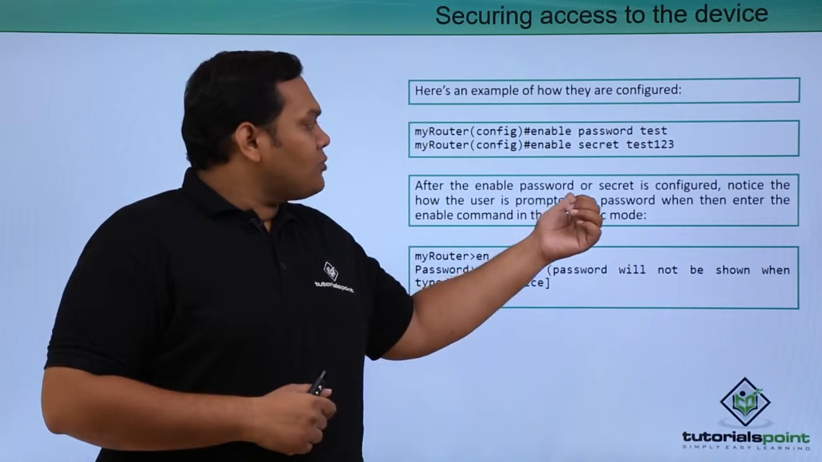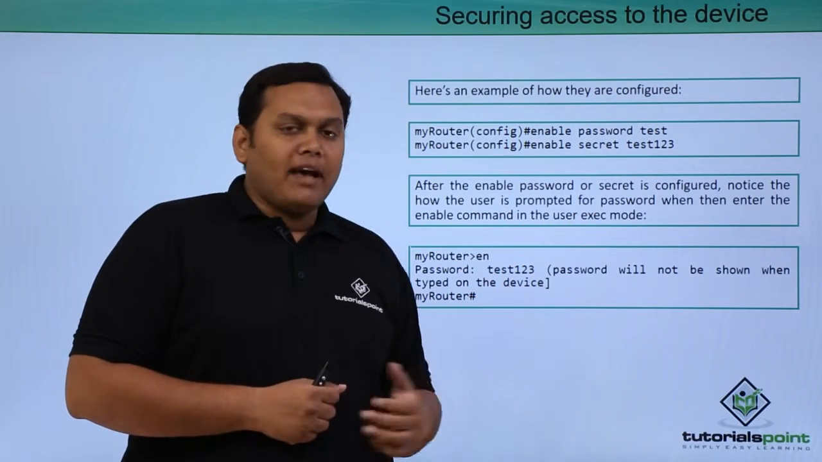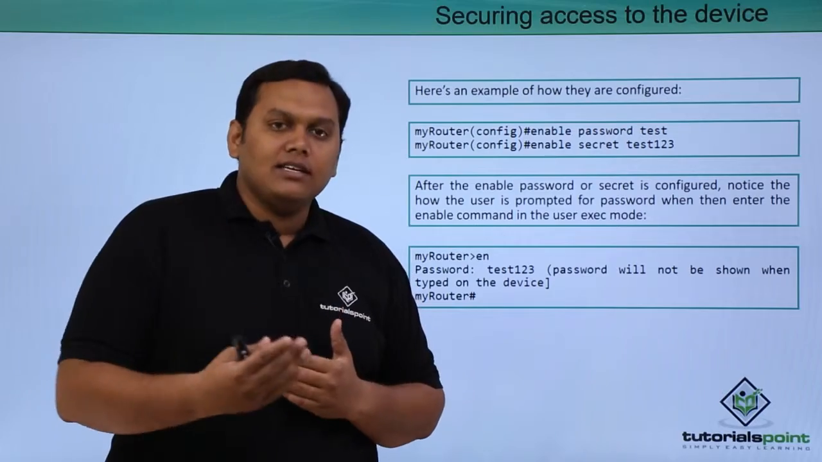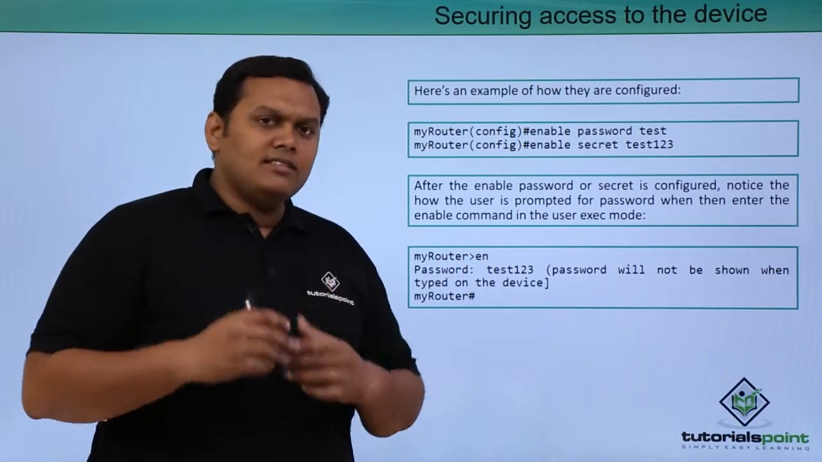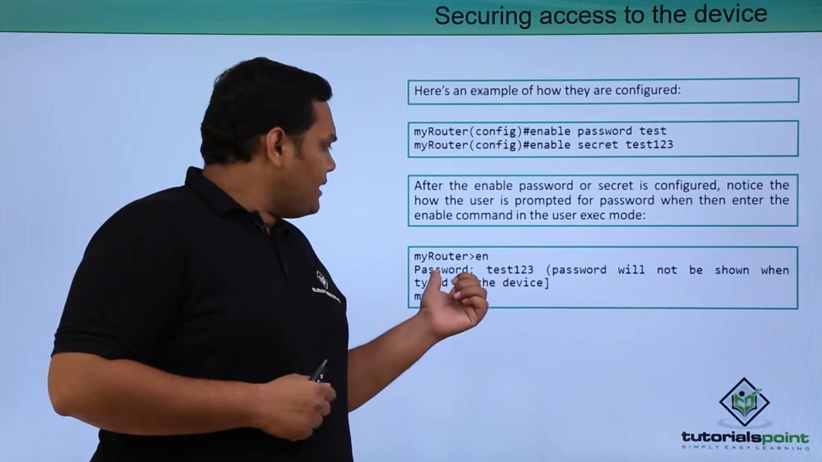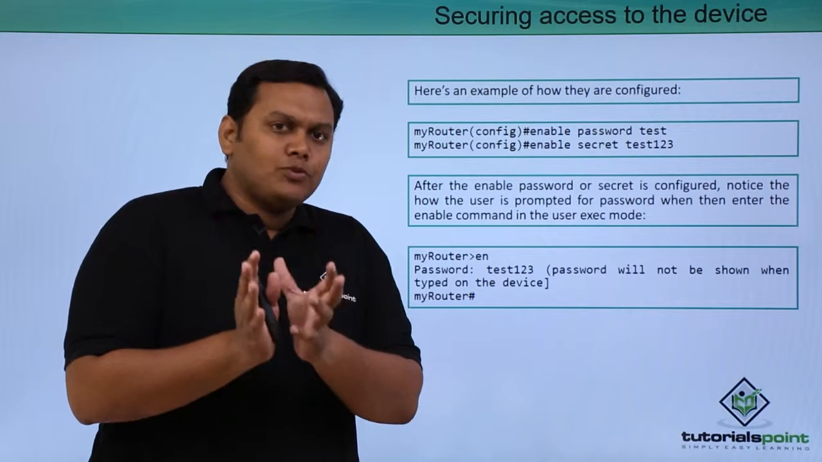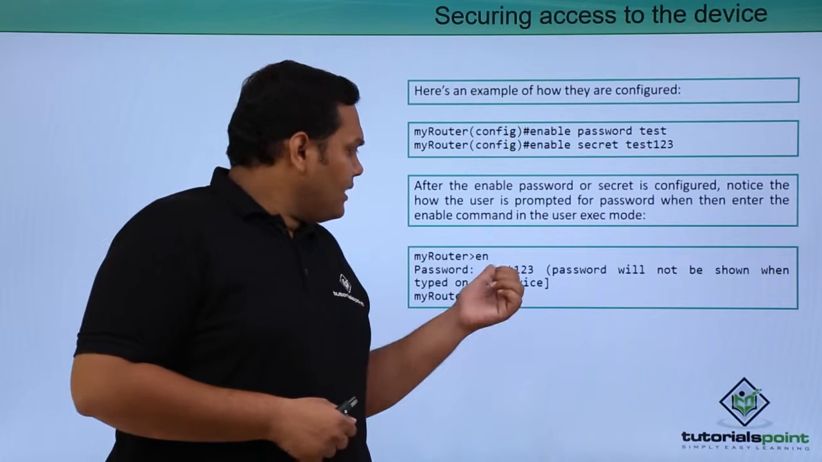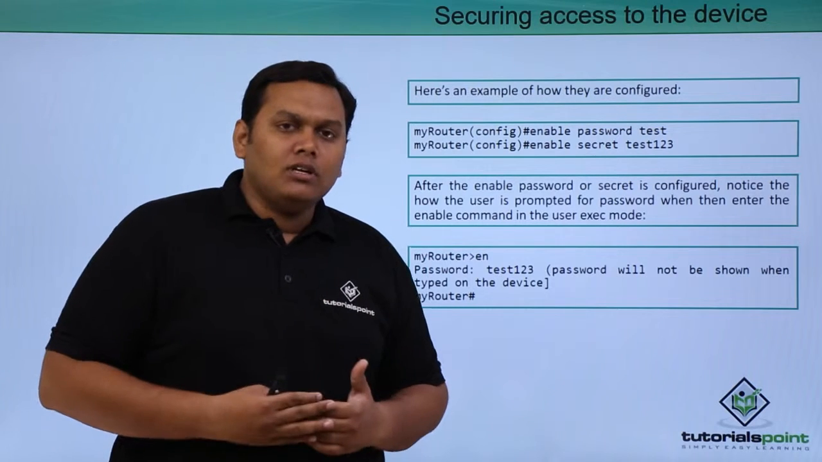After the enable password or secret is configured, notice that the user is prompted for a password whenever he tries to access the devices. If you see an example here, when a person is trying to access the router, they type enable and it prompts for the password. If you provide the enable secret password, which is test123, then they get access to the router.